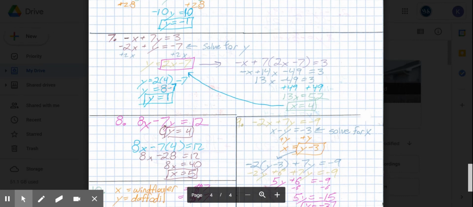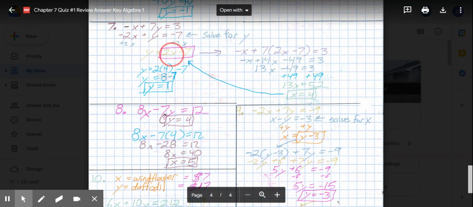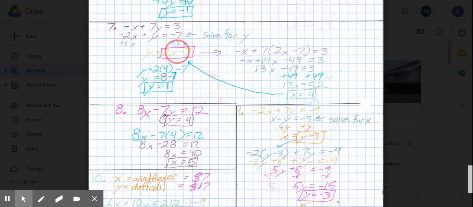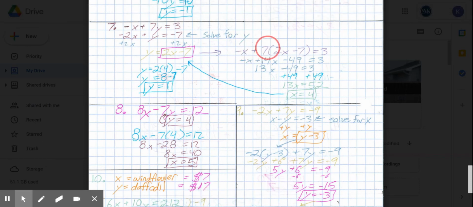So if we come down here and look at 7, we have negative x plus 7y equals 3, and then a negative 2x plus y equals negative 7. So if I look at those two equations, the bottom one, it's real easy to solve for y by adding 2x to each side. So we end up with y equals 2x minus 7. So I'm going to substitute the 2x minus 7 into the original equation up top for y. So that would become a negative x plus 7, and then in parentheses, instead of the y, it'd be 2x minus 7. And that whole thing equals 3.